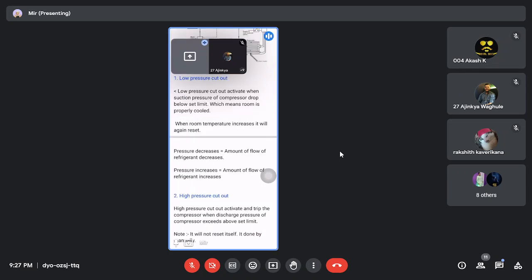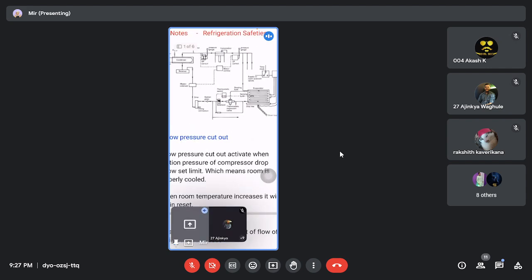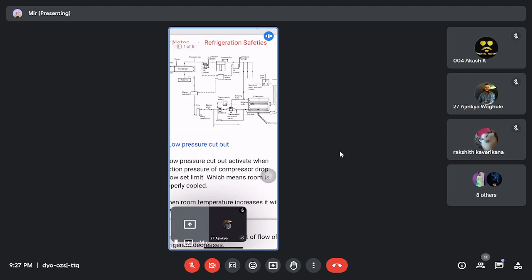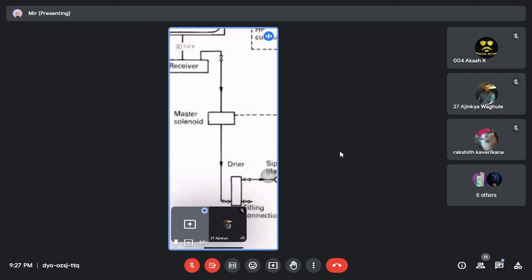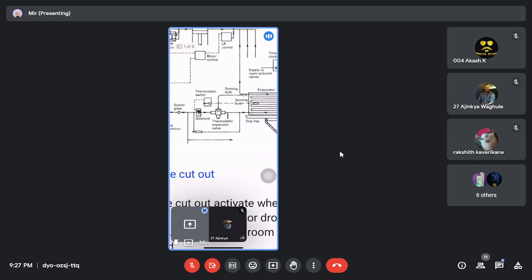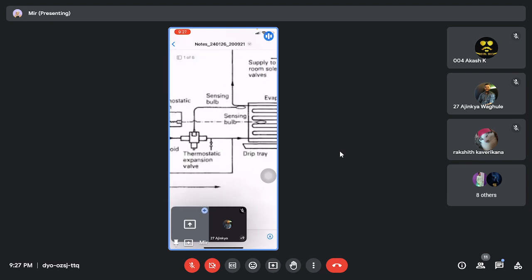That's why I show you this diagram. You can easily see that. You can take a look. There is a master solenoid valve and this is the solenoid valve, and the solenoid valve is also connected with a sensible valve, and the thermostatic valve is also connected with a sensible valve. Two sensible valves are there.